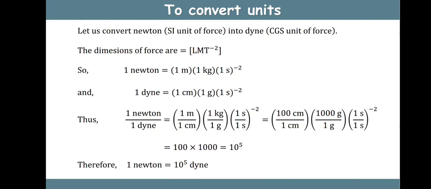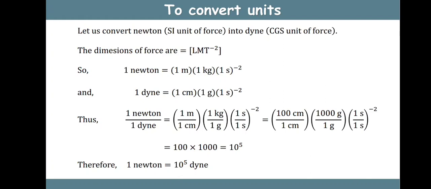So for 1 Newton, these are the SI units: L for length means 1 meter, M for mass means 1 kg, T for time means 1 second. These are the SI units of these fundamental quantities. Dyne is in CGS units. So what are the CGS units? C for centimeter means 1 centimeter for length, gram for mass means 1 gram, and second for time. So 1 Newton is equal to 1 meter, 1 kg, 1 second raised to power minus 2. 1 Dyne is given similarly.